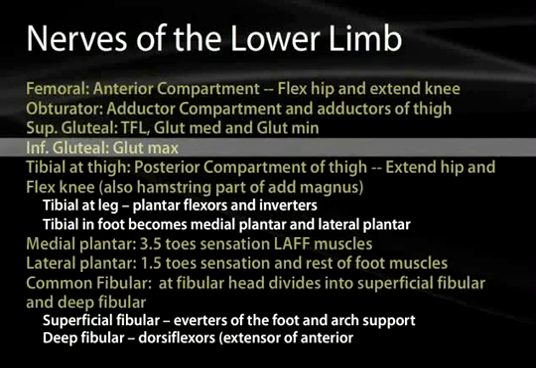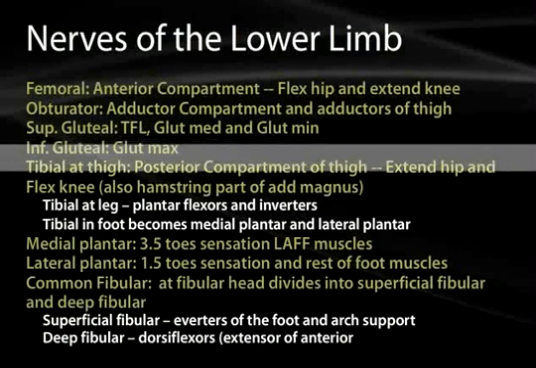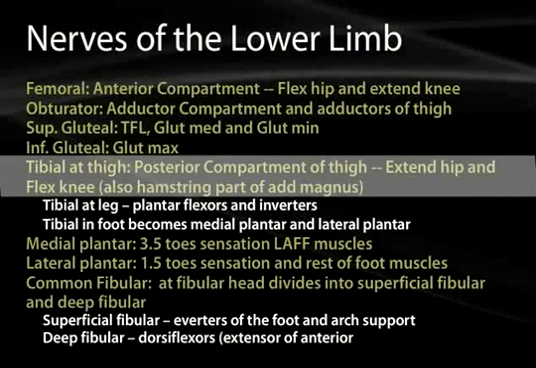The inferior gluteal nerve will supply gluteus maximus as a forced extensor of the hip joint. And then the tibial in the thigh will supply the posterior compartment of the thigh, and it will extend the hip and flex the knee. It also has a component that's supplied by the adductor magnus, which it's going to supply, and that's the hamstrings component of adductor magnus, which attaches onto the adductor tubercle.